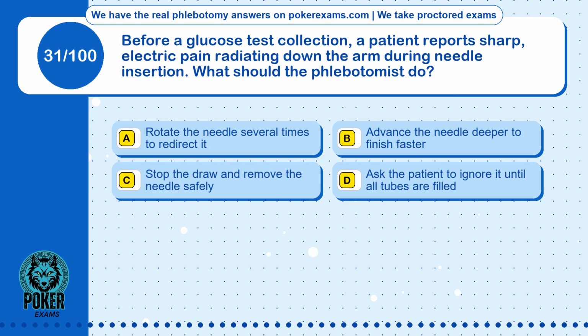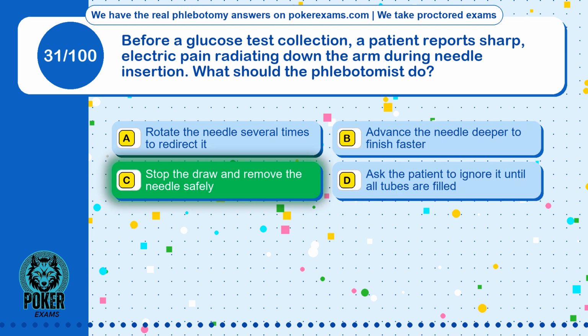Question 31. Before a glucose test collection, a patient reports sharp, electric pain radiating down the arm during needle insertion. What should the phlebotomist do? Option A. Rotate the needle several times to redirect it. Option B. Advance the needle deeper to finish faster. Option C. Stop the draw and remove the needle safely. Option D. Ask the patient to ignore it until all tubes are filled.